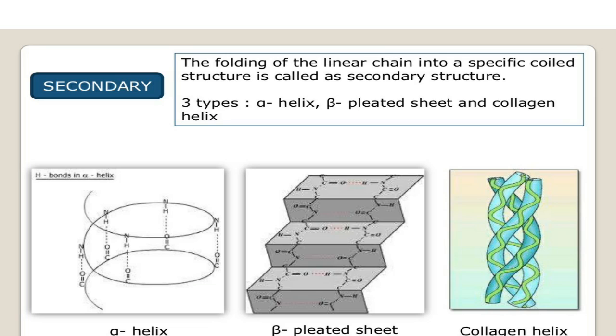Secondary structure. The folding of the linear chain into a specific coiled structure is called the secondary structure. There are three types: alpha helix, beta pleated sheet and collagen helix. First, alpha helix. Second is the beta pleated sheet, and collagen helix. These are examples of secondary structure.